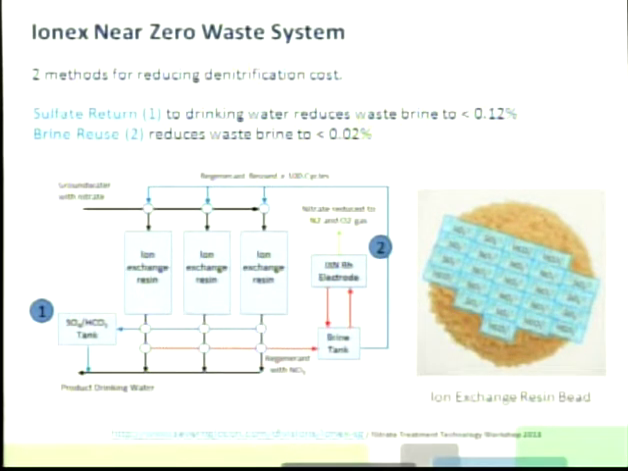Our methodology for regenerating the ion exchange columns in a multiple column system, I'm trying to see where my red dot goes. So in our system, it's a 3-column system. They go round in a merry-go-round, so you've got a lead lag.